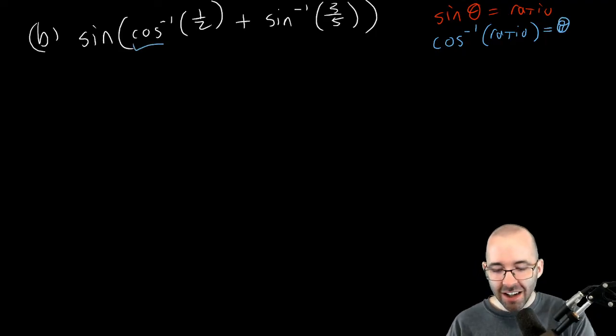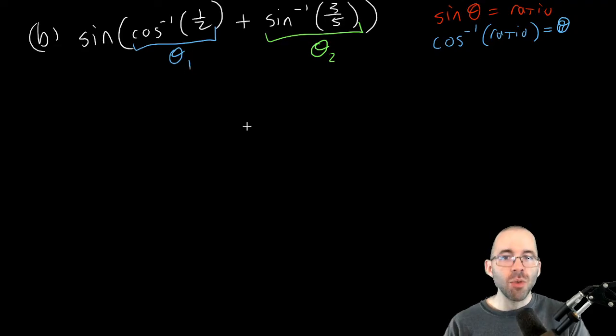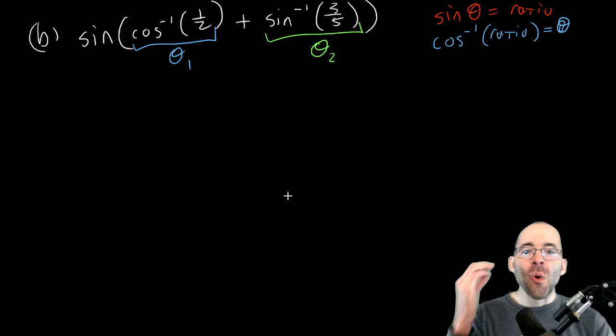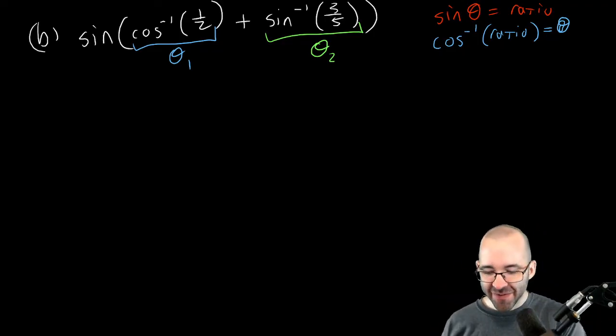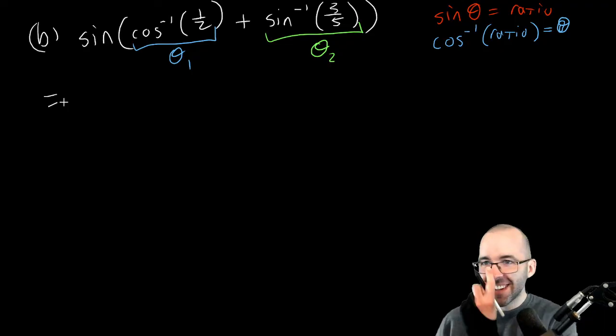angles. So this is just some angle. This is just some other angle. So we do have one angle plus another angle on the inside. We can use the angle sum formula. Wow, what a pleasant little surprise.